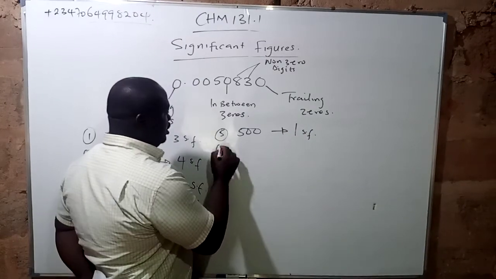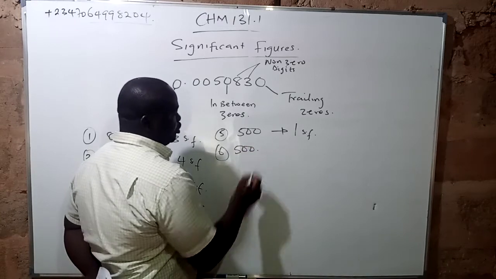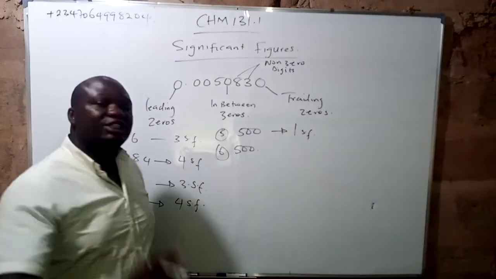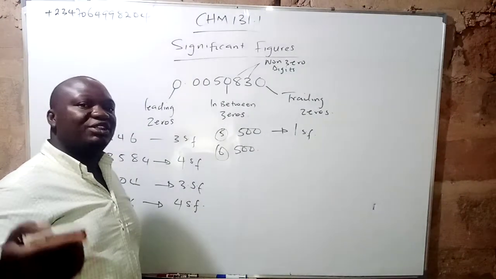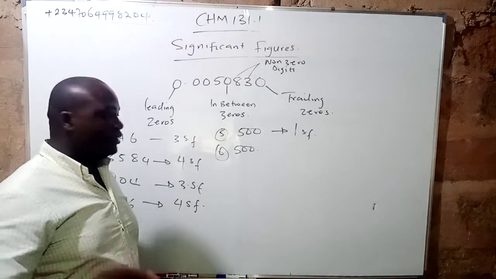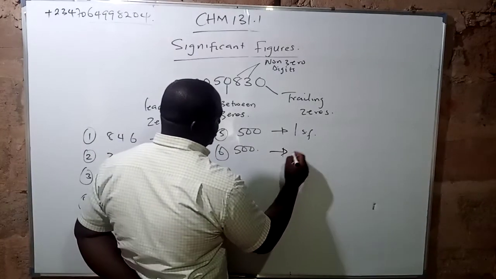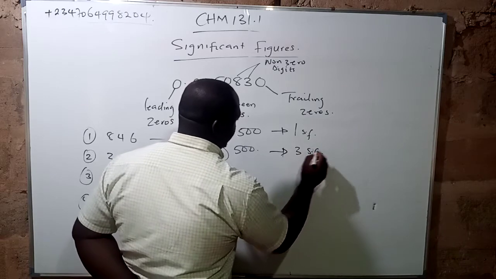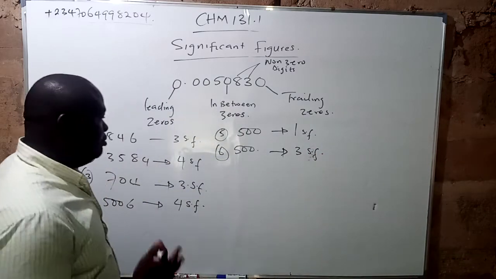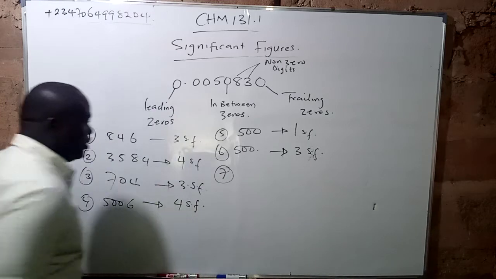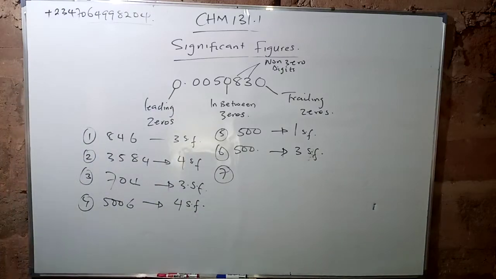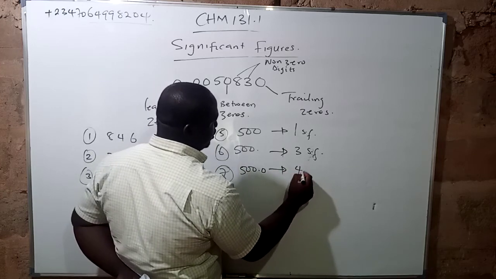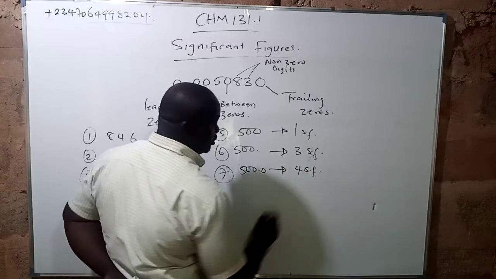But if you have something like this, 500 with a point, 500., there is a point already. That is the only condition where you can count the trailing zeros. Remember, so here now, this is 3 significant figures. Now, I want to write something. What if you have 500.0? Here is 4 significant figures, right?